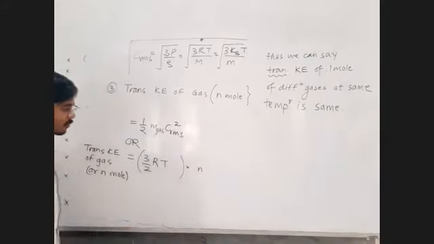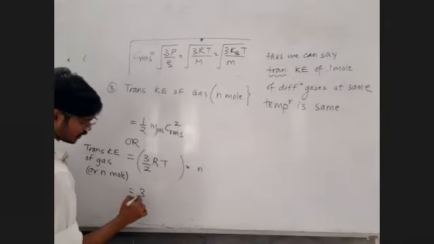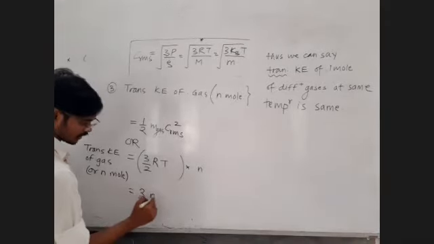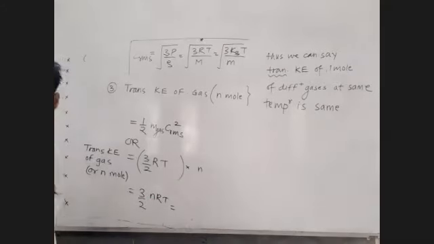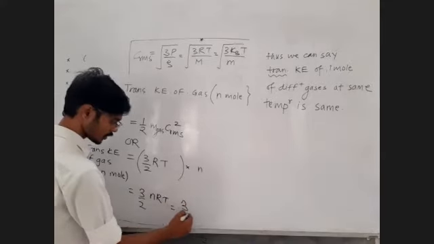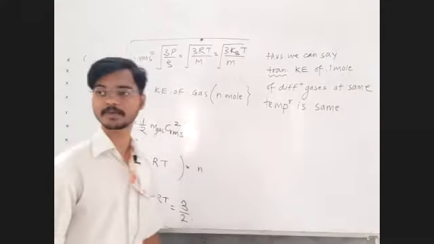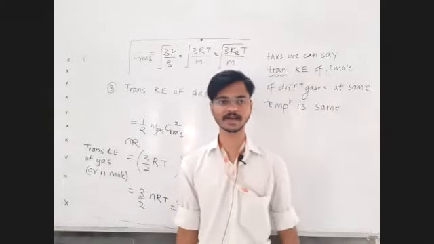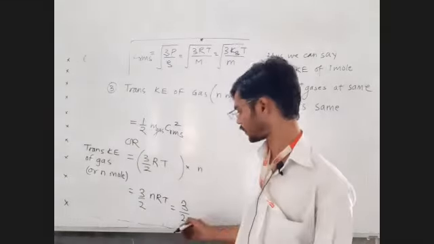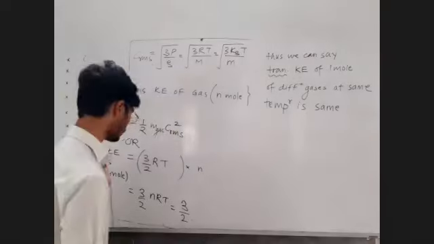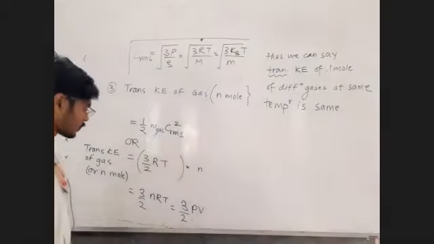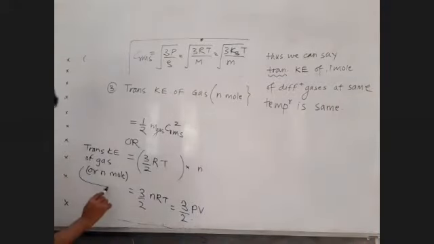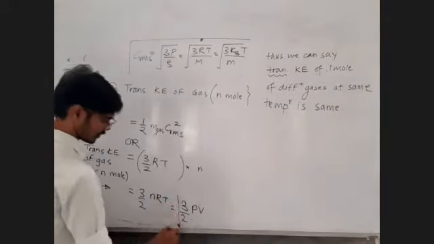That's it. But sir, this 3 by 2, let me write this n like this, nRT. What is nRT? PV. PV is equal to nRT. So instead of temperature, if we are given pressure and volume, we can directly write the kinetic energy of the gas as 3 by 2 PV. So this is the translational kinetic energy of a gas, 3 by 2 PV.